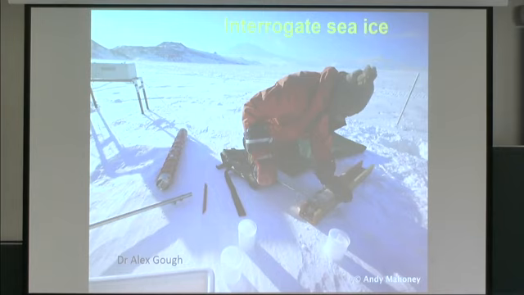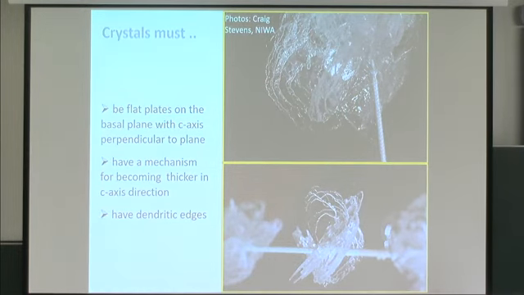So we needed a model that takes into account crystal orientation, because that's the thing we can measure. So in this model, our crystals have to be flat plates. So these are some observations of crystals. We want to know where the c-axis direction is. Doesn't matter what that means, it's just a particular crystal direction. We want them to get thicker. They grow with a high degree of kinetic variability, so they grow much faster on the basal plane than they do perpendicular to the basal plane, and they have dendritic edges.